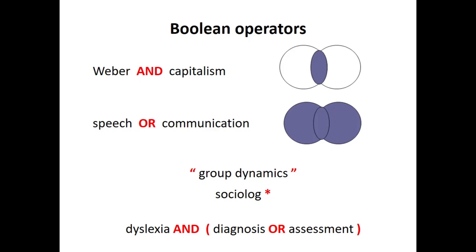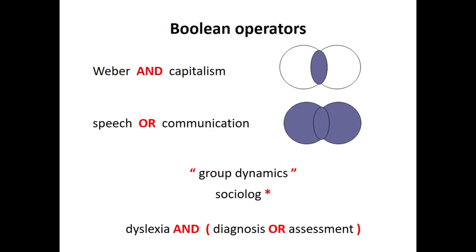Another very useful device that most databases have is truncation. This is where you can cut down a word to its root, so that if you put in, for example, sociolog with an asterisk like this, it will find sociology, sociological, sociologist, and so on. Finally, at the bottom, you can combine your search using brackets, so that this example will find anything on either the diagnosis or the assessment of dyslexia.